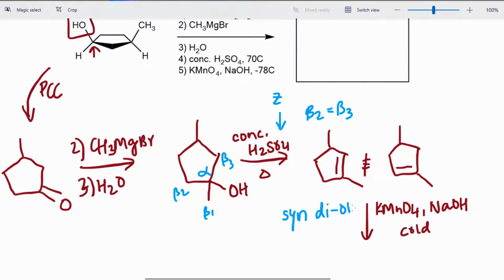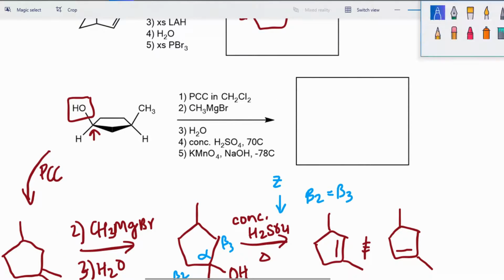I'm going to abbreviate to syn di-OH. And because you have different products, you can choose which one you want in this case. I'm going to draw out one of the products. You guys should try and draw out the other one.